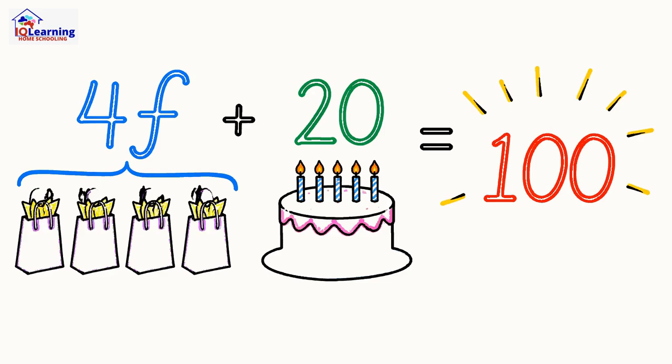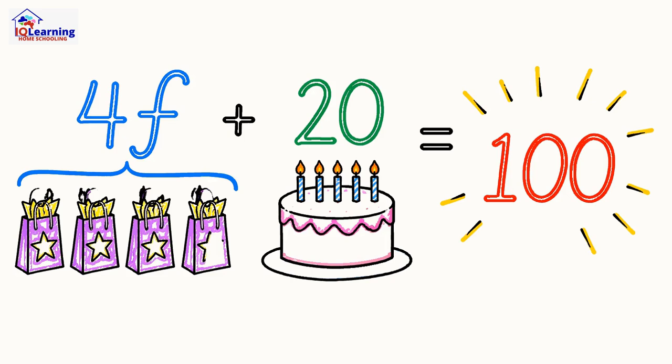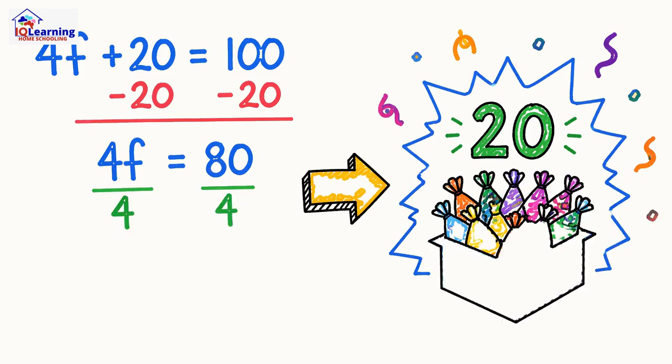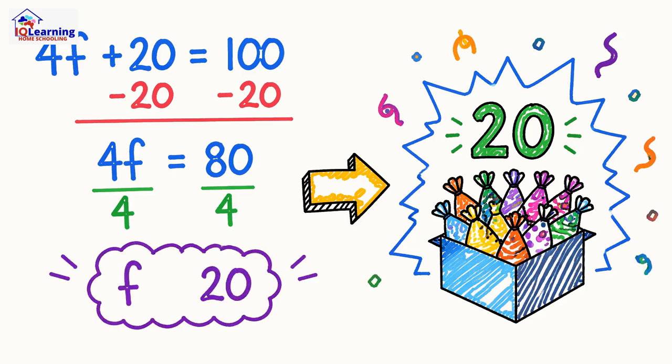Third, you form the equation. 4f plus 20 equals your total budget, 100. Finally, you solve. 4f equals 80, which means f equals 20. You can buy exactly 20 party favors, no guesswork needed.